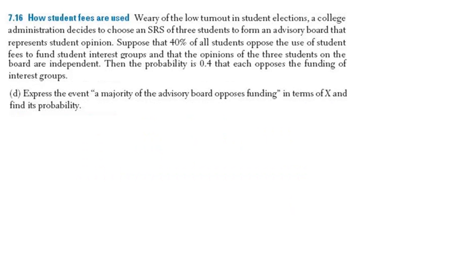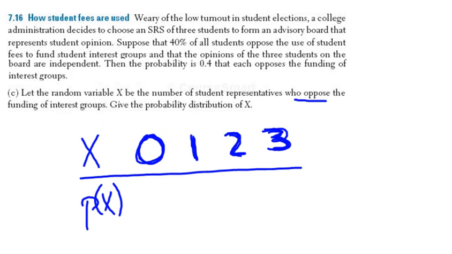And then part D, you have to express that the majority oppose. Well, the majority would be 2 or more. So what's the probability that X is greater than or equal to 2? And then you're going to add those probabilities from your probability table right there.